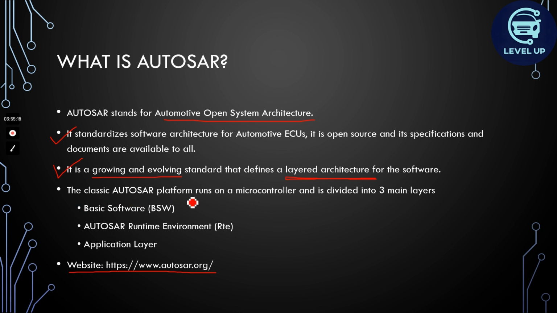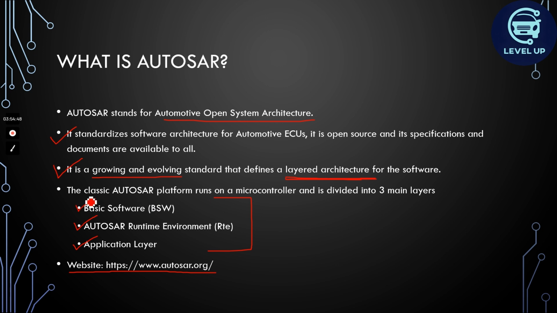Then, the classic AUTOSAR platform runs on the microcontroller, and it is divided into three main layers. When we say it is a layered architecture, it has three layers: the BSW layer, the RTE layer, and the application layer. Going forward, we will go through what these particular layers are.